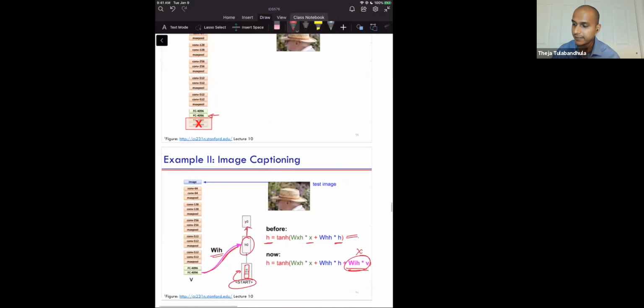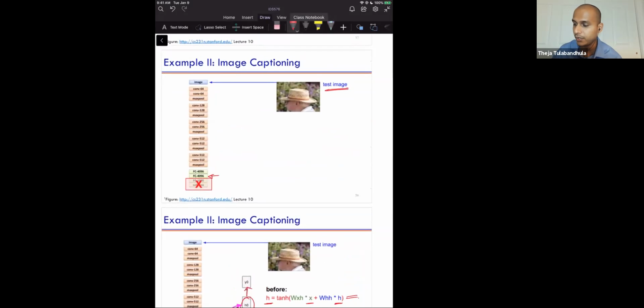In particular, for test time, at training time you know what the sequence is. So your sequence is start, straw, hat, and you should produce end.